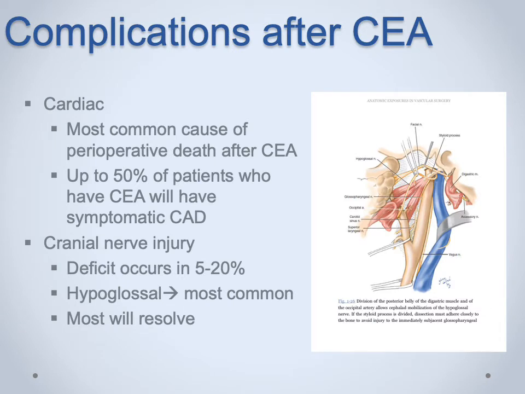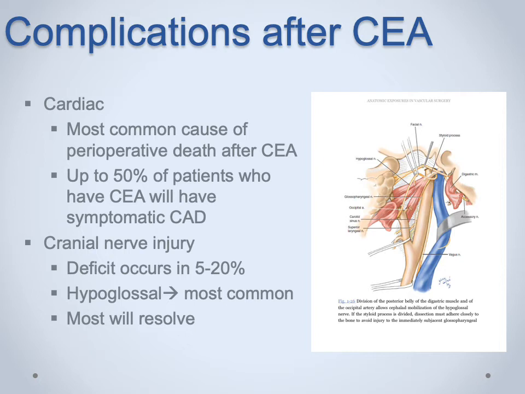Additionally, as we discussed, you can have complications after carotid endarterectomy. The most common cause of complications are cardiac events. Up to 50% of patients who need to undergo a carotid endarterectomy do have evidence of coronary artery disease. The other major thing that people are concerned about are the cranial nerves. Those can oftentimes be transient, but they are detrimental to the patient and oftentimes to their quality of life for a period of time.